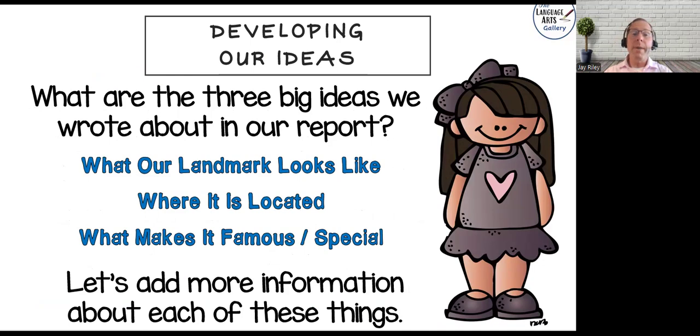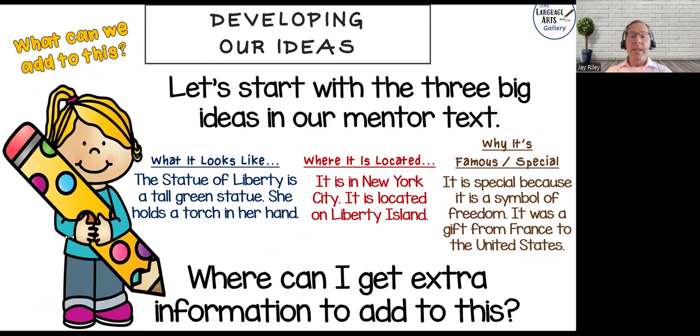So we talked about what our landmark looks like, where it's located, and whatever it is that makes it special or famous. Now we want to further develop these. Now, for the Statue of Liberty, I said, what does it look like? Well, it's a tall green statue, and she's holding a torch in her hand. It's in New York City, and it's located on Liberty Island. And why is this so famous or special? It's special because it's a symbol of freedom, and it was a gift from France to the United States.